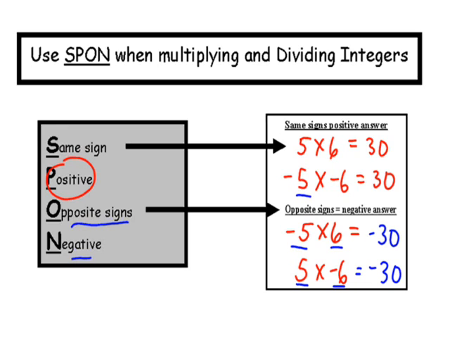So if the signs are the same, positive answer. If the signs are opposites, negative. Same, positive, opposite, negative, SPAN.